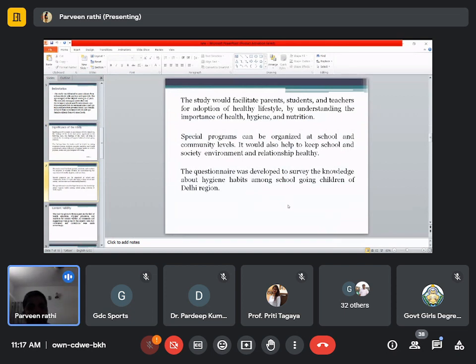This study will facilitate parents, students, and teachers to adopt a healthy lifestyle by understanding the importance of health, hygiene, and nutrition. Special programs can be organized at school and community level. It will also help to keep the school and society environment and relationships healthy. The questionnaire was developed to survey the knowledge about hygiene habits among school-going children of the Delhi region.